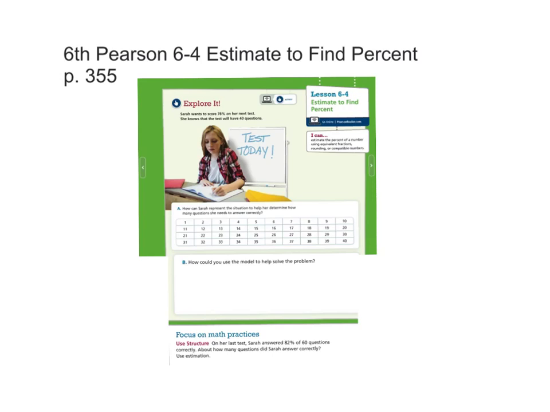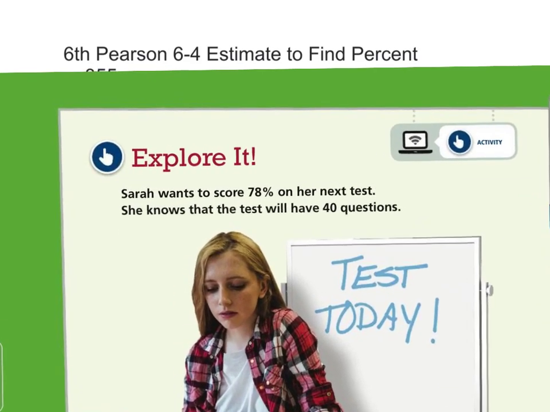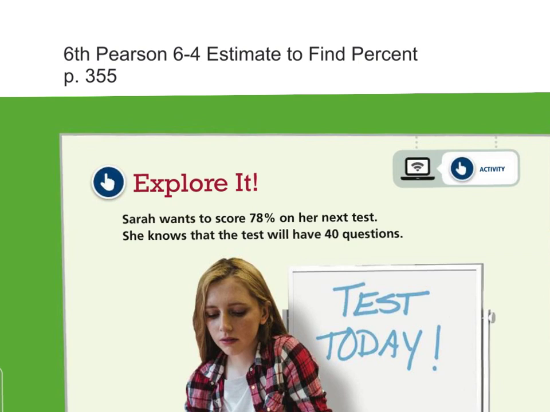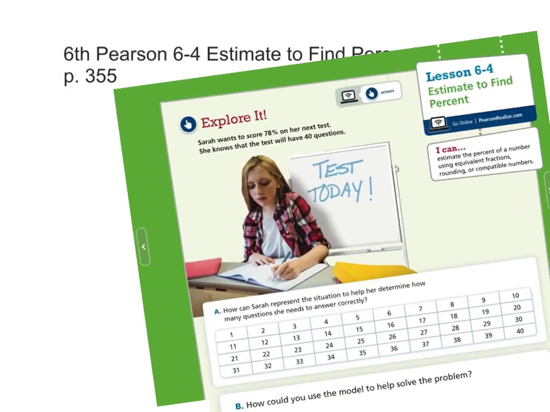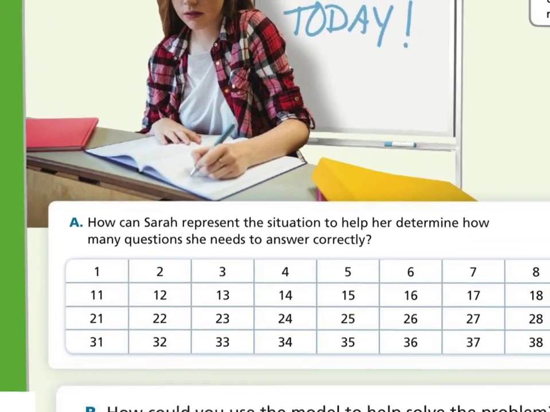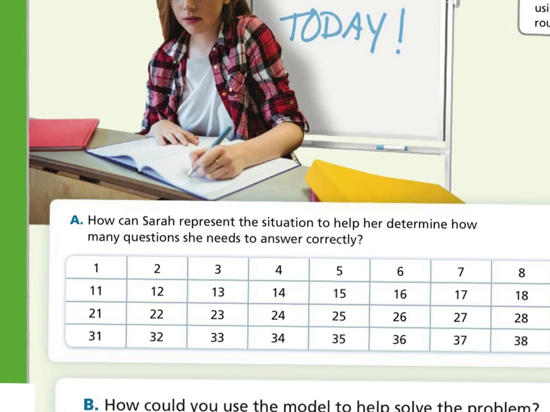Page 355, lesson 6.4 is on estimating to find percents. I'm not sure what the exact reasoning for this goal is, but it says Sarah wants to score 78% on her next test. She knows the test will have 40 questions. So how can Sarah represent the situation to help her determine how many questions she needs to answer correctly?